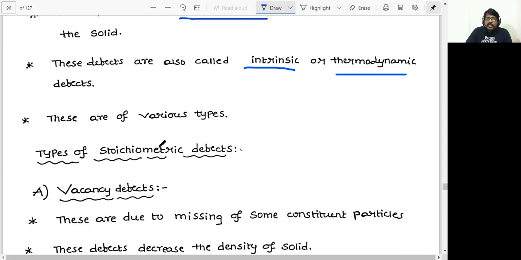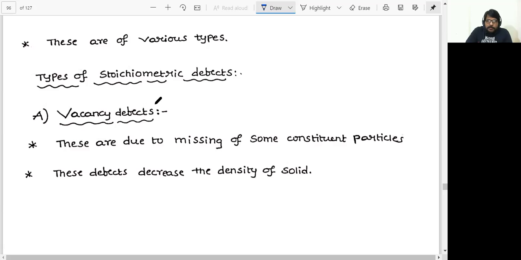So first, let us take vacancy defects. The term itself gives the meaning. Vacancy defect, so this is definitely due to the missing of some constituent particles. Some constituent particles are leaving the lattice. Due to the missing of some constituent particles, some defects are found. Those defects are called vacancy defects.